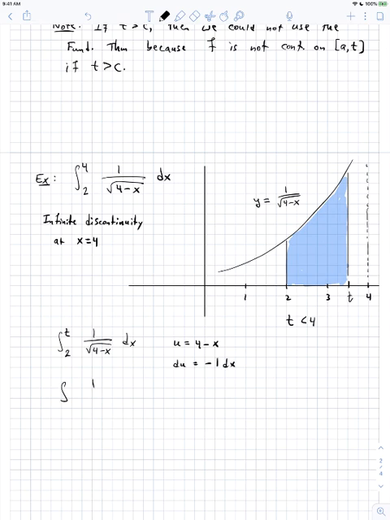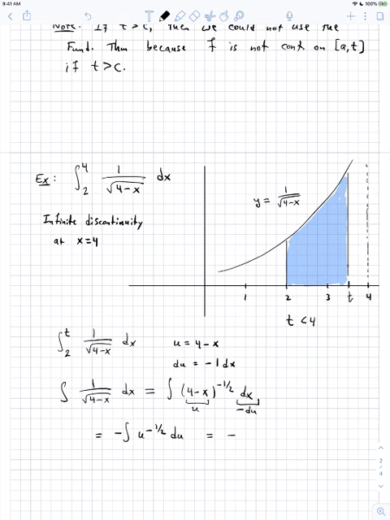It is an improper integral. Let's look at the indefinite integral first, and find an antiderivative. So this is the integral of 4 minus x to the minus 1/2 dx. You can see that this is a composition, and the inside function is 4 minus x. So this is our u, and du is negative dx, which means this is negative du. So we have the integral of u to the minus 1/2, and then it's a negative du. Let's put the negative outside.